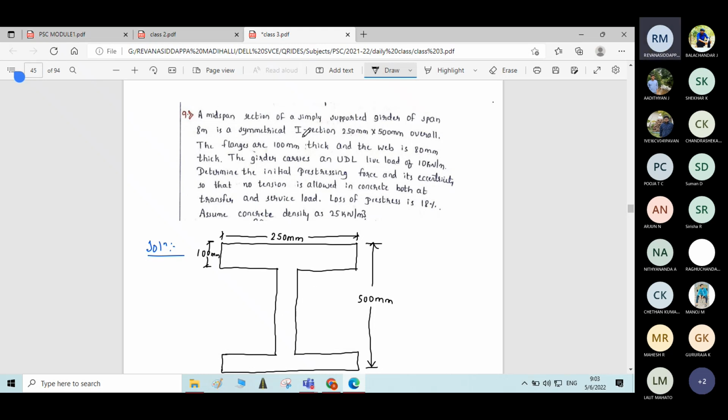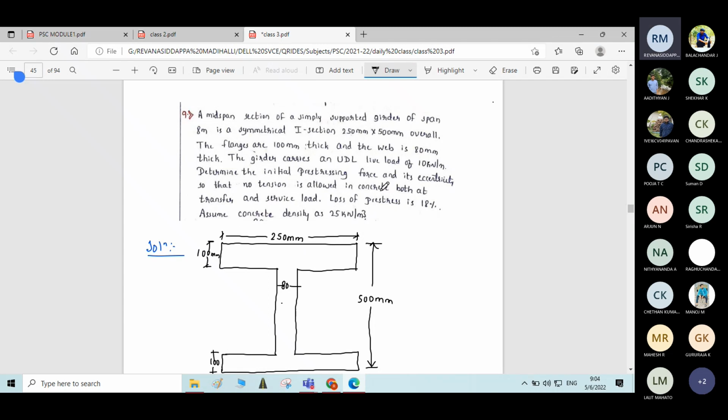It's a symmetrical I section having 250 mm by 500 mm overall. Same thing I written in the figure. 250 mm is the width and overall depth is 500 mm. Further, he says that the flanges are 100 mm thick, same as I have mentioned in the figure. And the web is how much? 80 mm thick. Web is 80 mm. Okay. Flange thickness is 100.